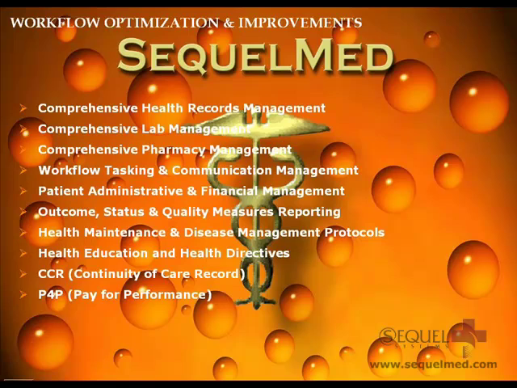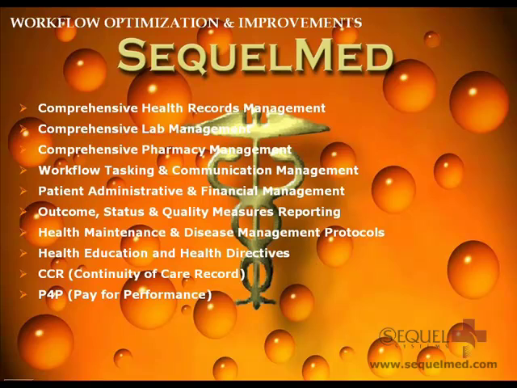A lot of times we want to give patients, as they're walking out, material for their own benefit, and health directives based on those protocols that might be applied based on either disease, a diabetic protocol, or vaccinations or immunizations that you might want to give to different patients. This is what ultimately leads to CCR, or continuity of care record, as well as the core pay for performance.